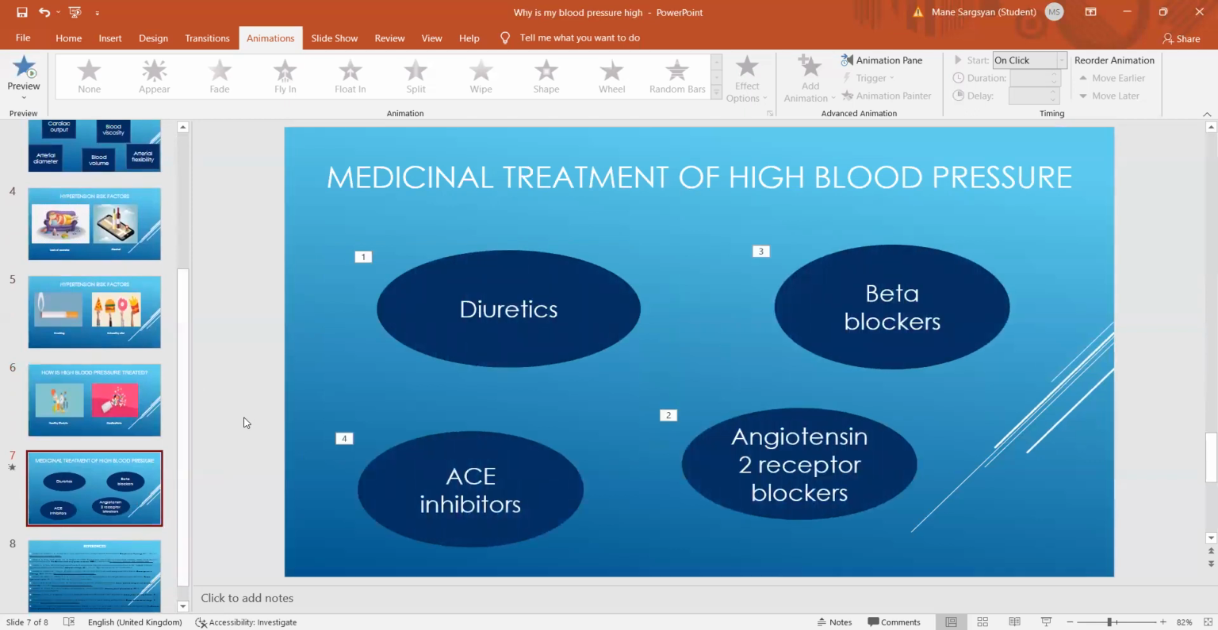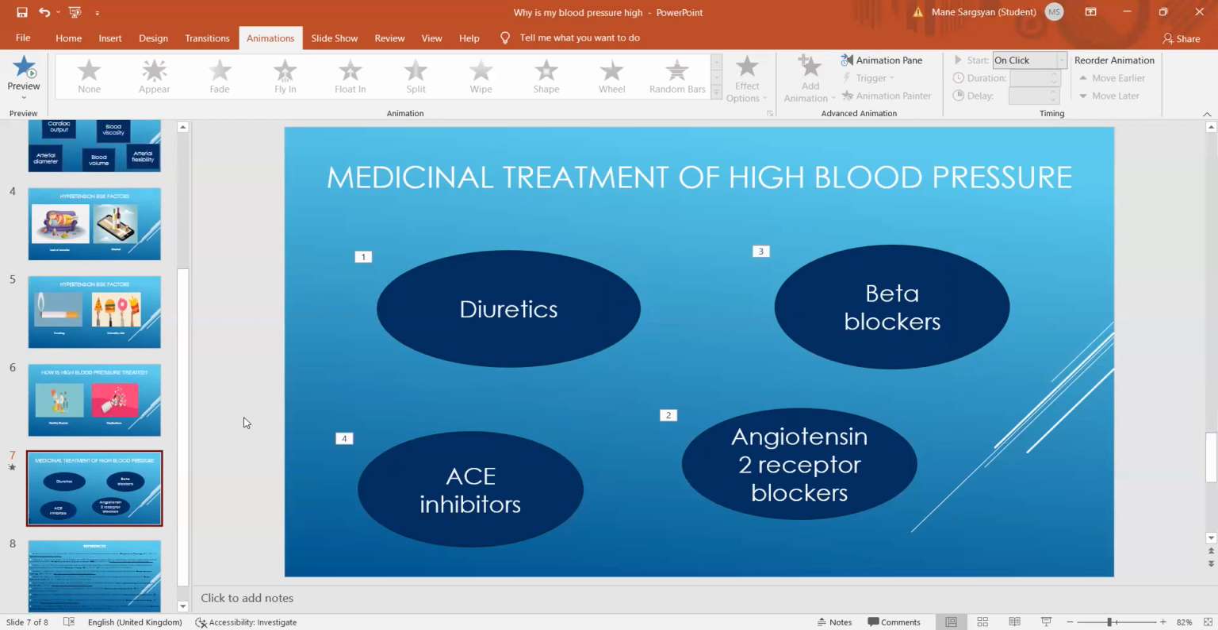Hypertension medications could be classified based on the organs they act on. So diuretics act on the kidneys. They increase urination, which results in a lower blood volume, and this in turn lowers blood pressure.